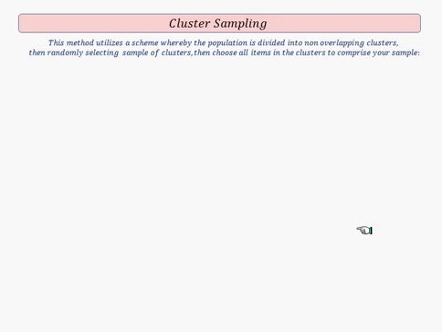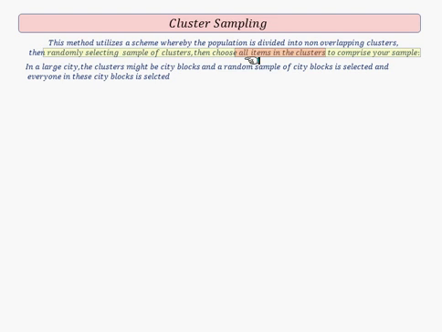Cluster sampling is involved where the population is divided into non-overlapping clusters, and we take a sample of these clusters and examine every item in each of these clusters. Note all items, that's the key word there. In a large city, we have city blocks, which might be clusters. We take a random sample of city blocks and examine every person within that block.